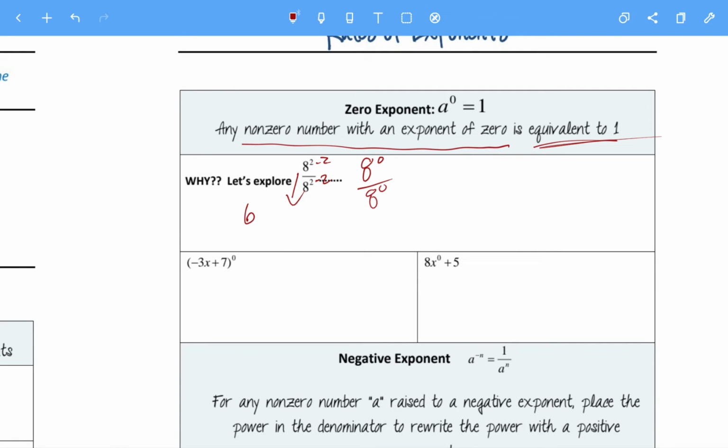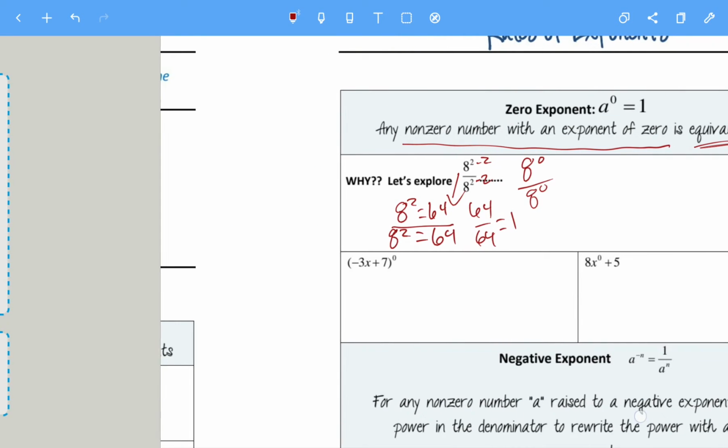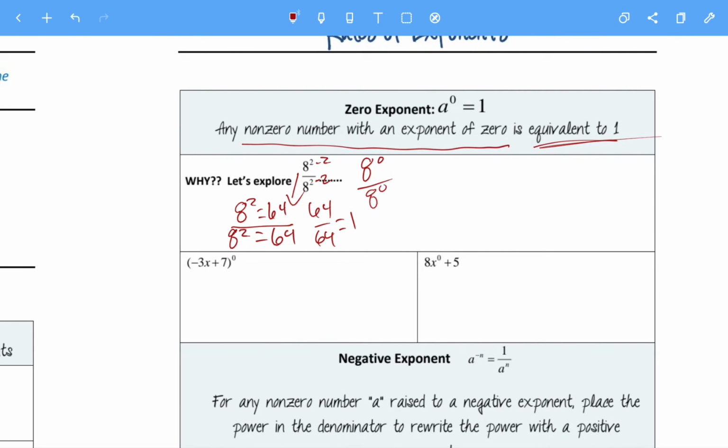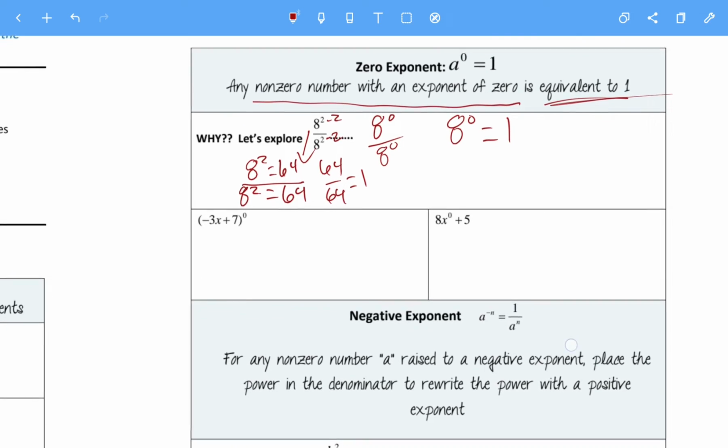Let's say we get 8 to the 2nd power is equal to 64. So this fraction is 64 over 64, which is just equal to 1. So anytime we have a number to the 0 power, it's basically dividing by itself, which makes it 1. So 8 to the 0 power is 1.